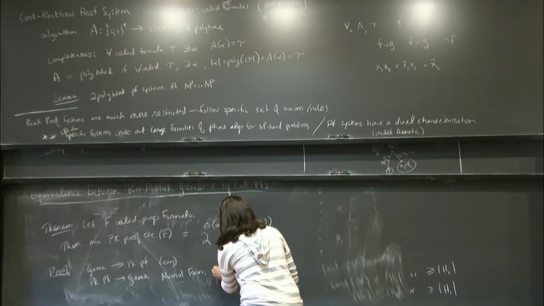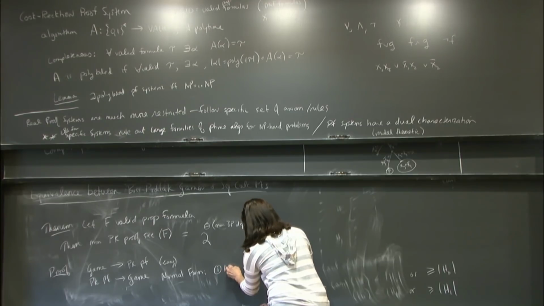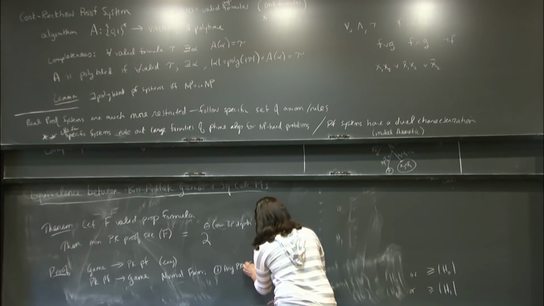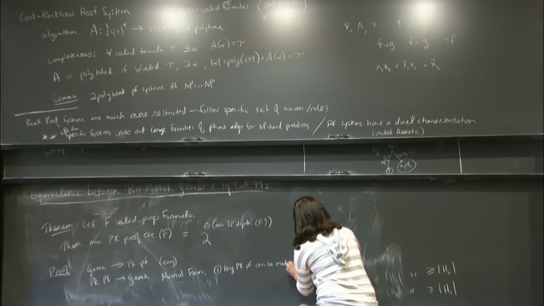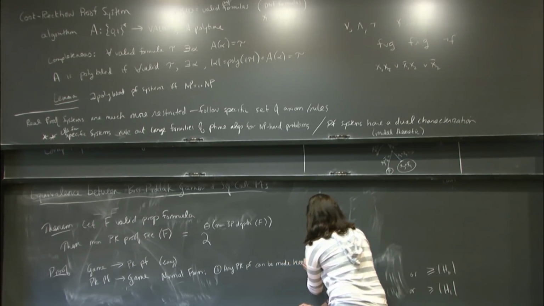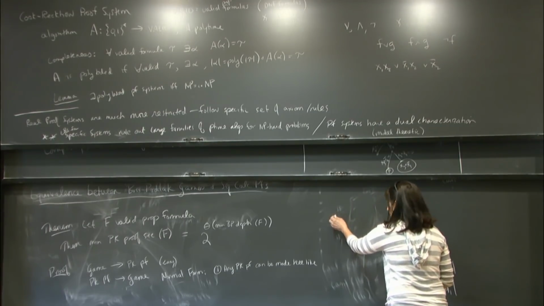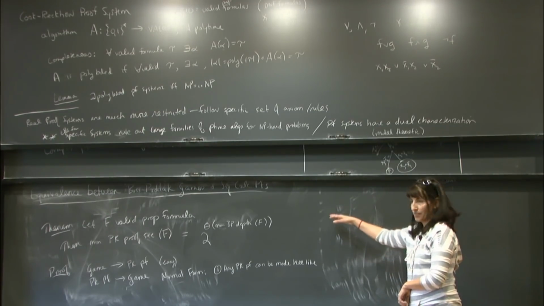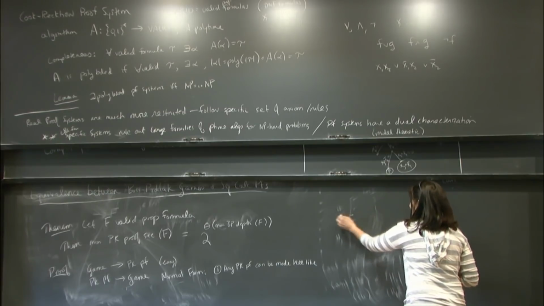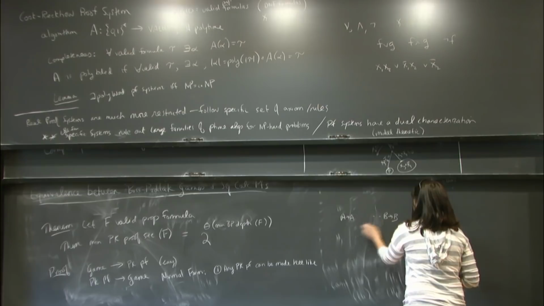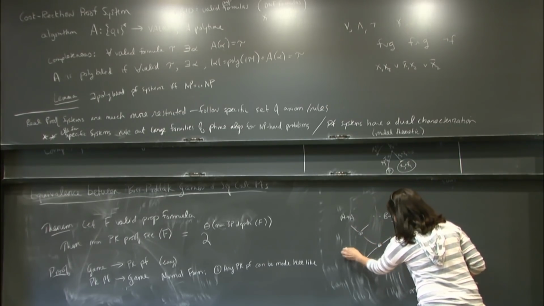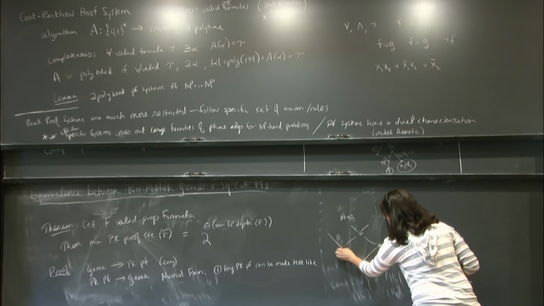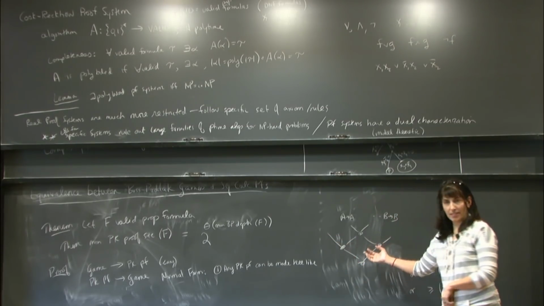So first, you have to show that any PK proof can be made tree-like. By that I mean, I'm going to do the proof in the right direction. So here are the axioms up here, and then I'm deriving things, right? And this proof, I didn't say that if you view it as a directed acyclic graph, it has to be tree-like.